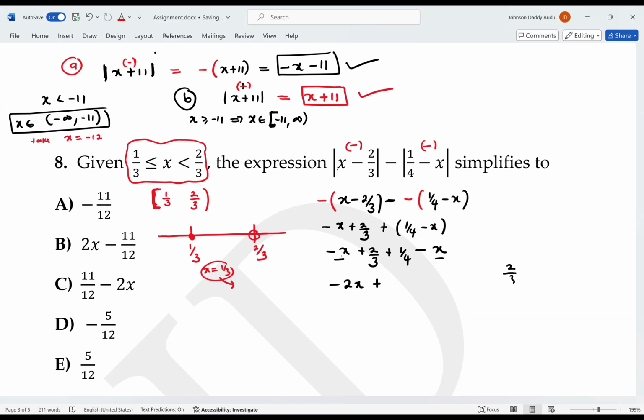So you have 2 over 3 plus 1 over 4. Here also you can try to make the LCD the same. You can multiply this by 4 over 4, multiply this by 3 over 3. So we're going to have 8 plus 3, which is going to be 11 over 12. So we can write this as 11 over 12 minus 2x. So it means the answer is C. All right, so we'll take more of these examples maybe in class as well.